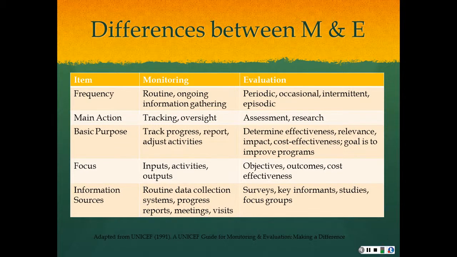To get information for monitoring, it's usually routine data collection systems like client progress notes or data we enter into a patient information system. It might come from meetings and progress reports. Whereas with evaluation, we are actually designing instruments, usually surveys, or we do key informant interviews or conduct focus groups. So it's something outside of the routine in the way that we're gathering information.